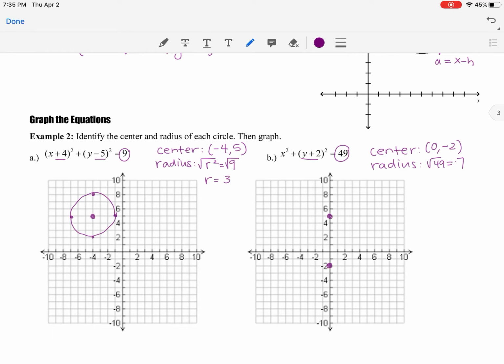So (0, -2) is a point. We're going to go up 7. We're going to go down 7, and then same thing about right 7 and left 7. Once you've got your points, draw the best circle you can.